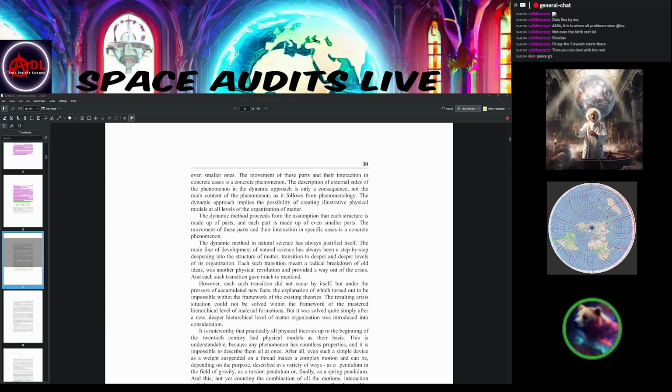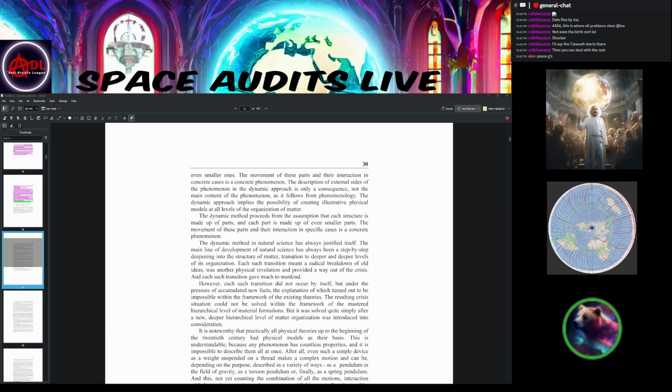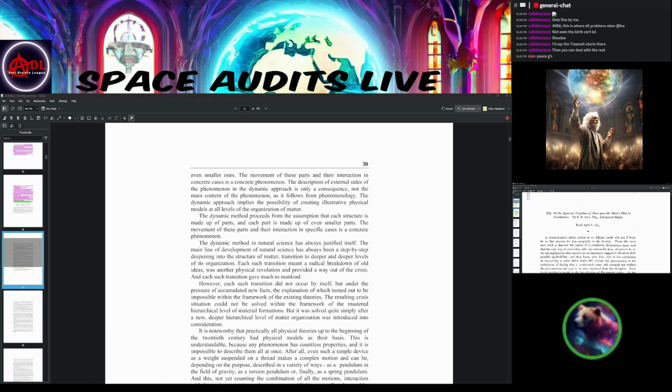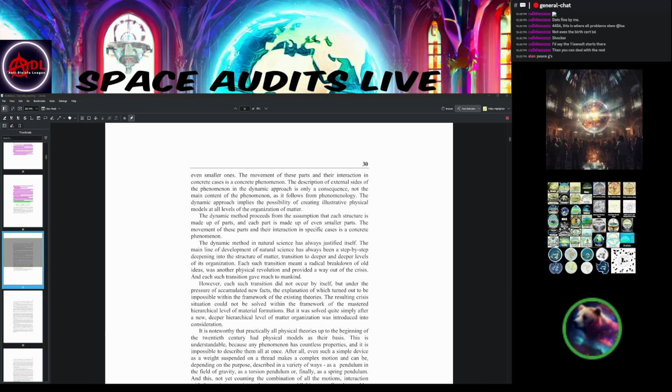The main line of development of natural science has always been a step by step deepening into the structure of matter, transitioning into deeper and deeper levels of its organization. Each such transition meant a radical breakdown of old ideas, another physical revolution, and provided a way out of the crisis.